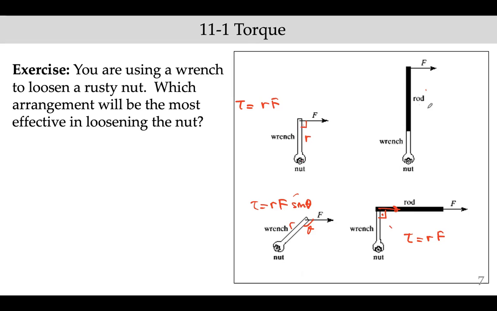Now, this one has, if you call the whole length uppercase R, the torque here will be uppercase R times F. Because uppercase R is larger than any of these distances, this will give us the largest torque. So if you want to loosen a nut, you would use this one because it would create the largest torque.